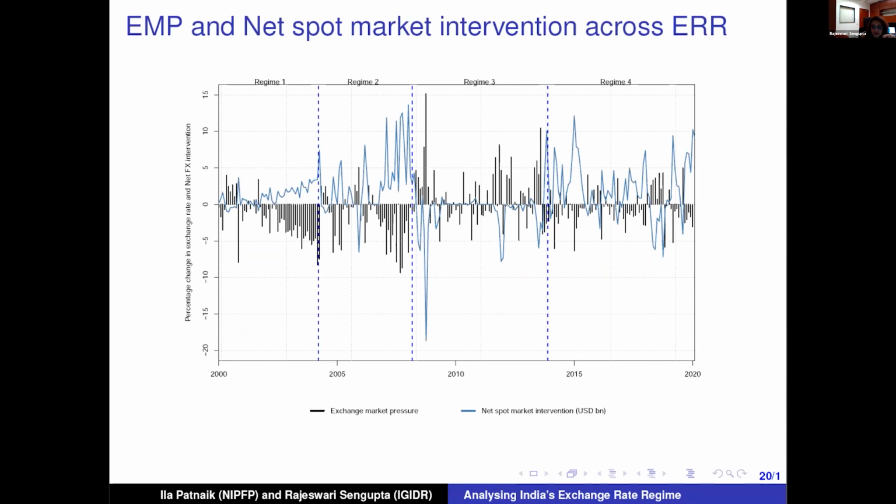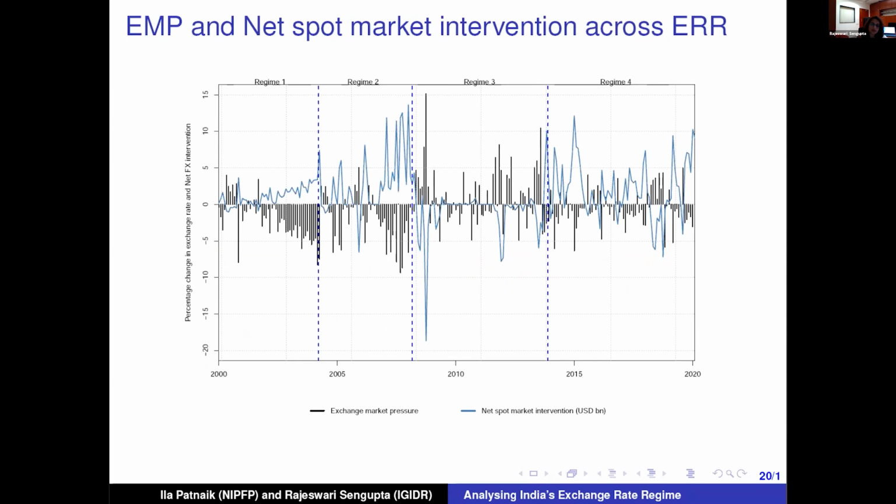This is the other side of the coin, where we find that in the third regime, much of the EMP was not really absorbed by intervention in the forex market. So here the blue line shows the net spot market intervention in dollar billion. And in contrast, we see that in the first two regimes, much of the EMP was absorbed through intervention in the foreign exchange market, also similar in the last regime.